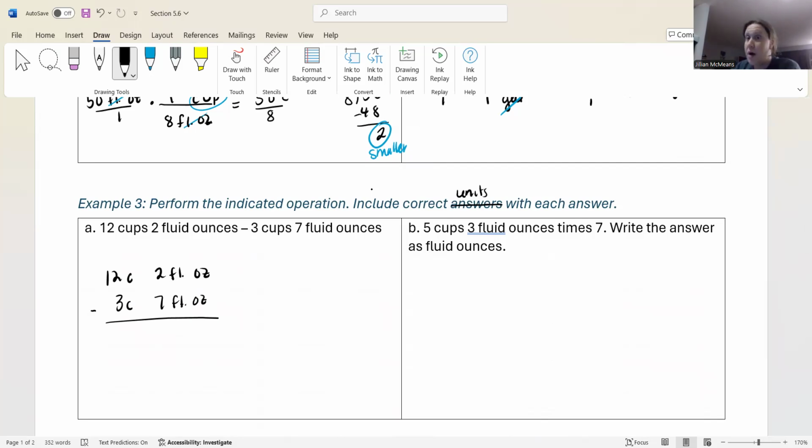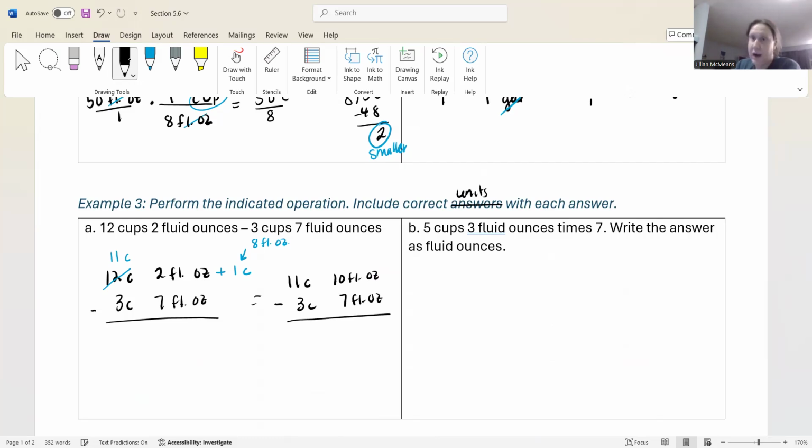So we're going to borrow 1 full cup from the first set of values. So we're going to borrow 1 cup from 12. That makes 12 cups into 11 cups. And I'm going to add that 1 cup that I just borrowed to my 2 fluid ounces. But please remember, 1 cup is really 8 fluid ounces. So let's clean things up a little bit. We have 11 cups, and 2 fluid ounces plus 1 cup. But remember, 1 cup is just 8 fluid ounces. So 2 ounces plus 8 fluid ounces is 10 fluid ounces. And from that, we want to subtract 3 cups and 7 fluid ounces.